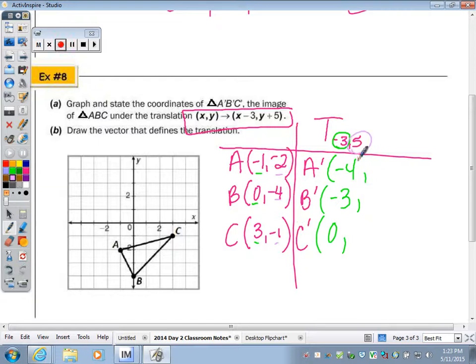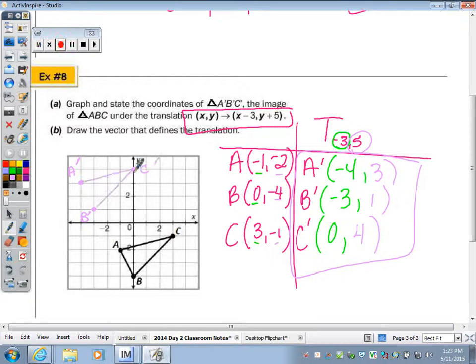So negative 2 plus 5 is 3. Negative 4 plus 5, 1. Negative 1 plus 5, 4. So here's part of part A. There's the stating of the coordinates. Now I'm going to graph those. Negative 4, 3. Negative 3, 1. 0, 4.